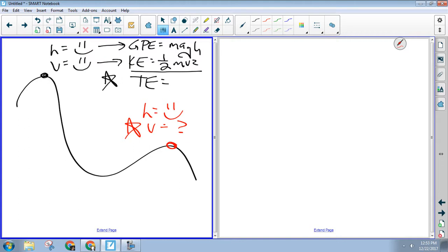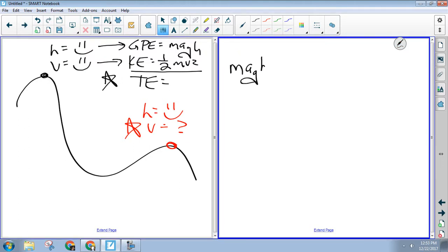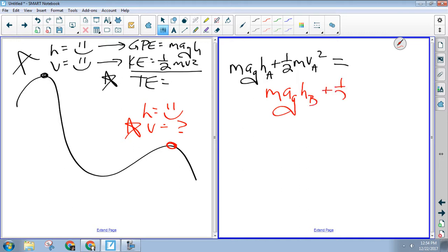All right? So basically your equation boils down to this. You're going to have mass times acceleration of gravity times the height at point A plus 1/2 mass times the velocity at A squared equals mass times acceleration of gravity times height at B plus 1/2 mass times the velocity at B squared. And there's 4 variables here. Well, not counting mass. There's 2 heights, 2 velocities. You'll always be given 3 of the 4. You solve for the missing one.